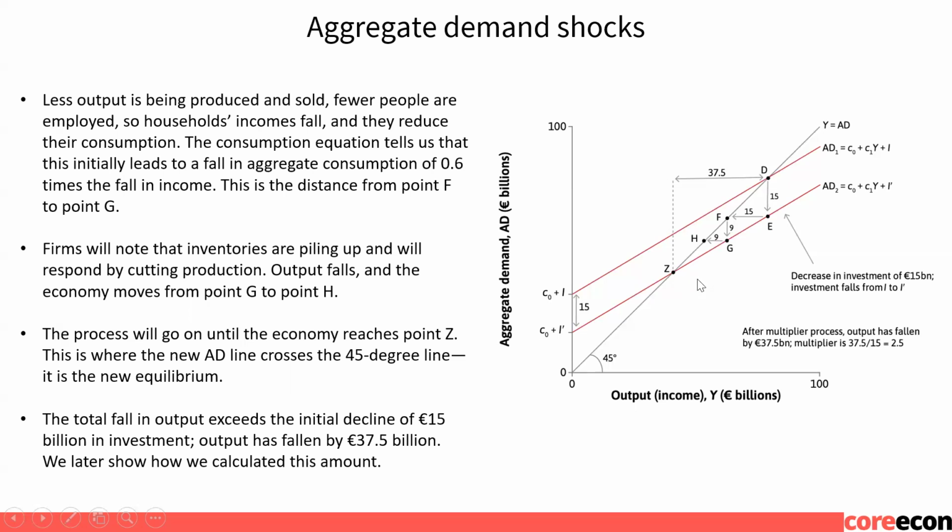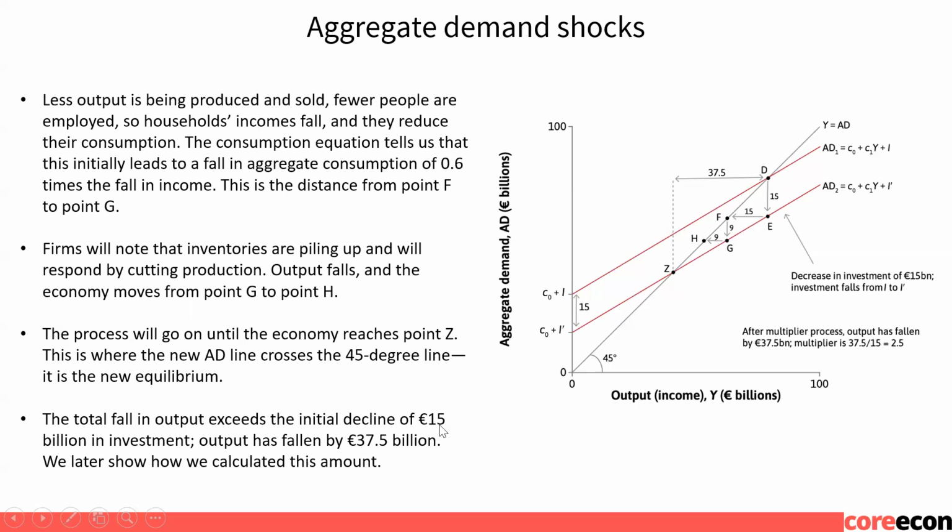And the crucial part here, why we call this a multiplier model, is because we just faced this initial shock, this reduction in investment by 15 billion, but the total reduction in income turns out to be 37.5 billion.